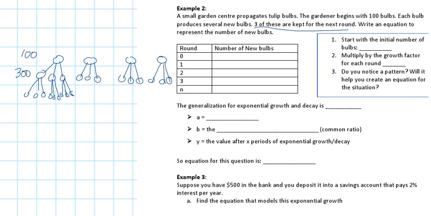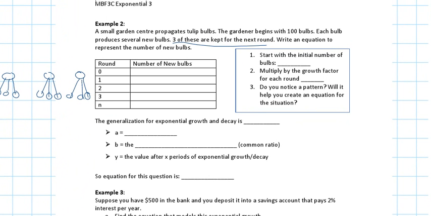So, let's see why this is happening. We're going to start with our initial number of bulbs, which is 100. What's my growth factor here? 3. You're going to multiply by the growth factor for each round. So, for round 0, I have 100. For round 1, I have 100 times 3. Now, for the second round, I have to multiply by 3 again.